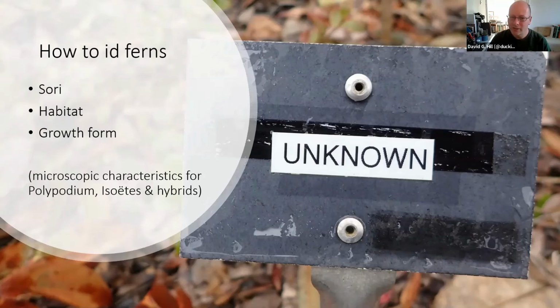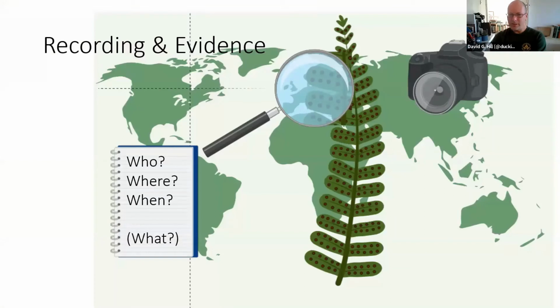It's only where it's critical that you might need to take a specimen. So Polypodium you have to put under a microscope. Isoetes you have to put under a microscope, and hybrids, because some ferns will hybridize quite happily, and those need to be examined under a microscope. But most of the others can be recorded in situ. Generally, with a lens and with a camera, you can get most of what you need.